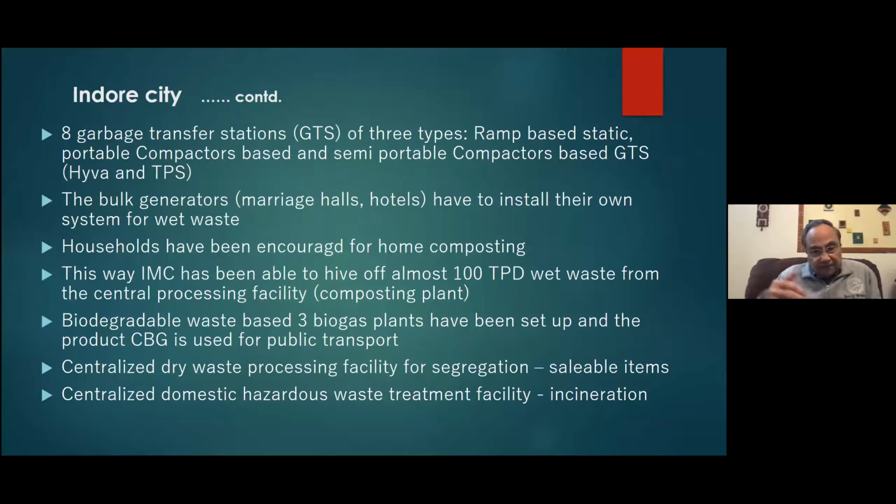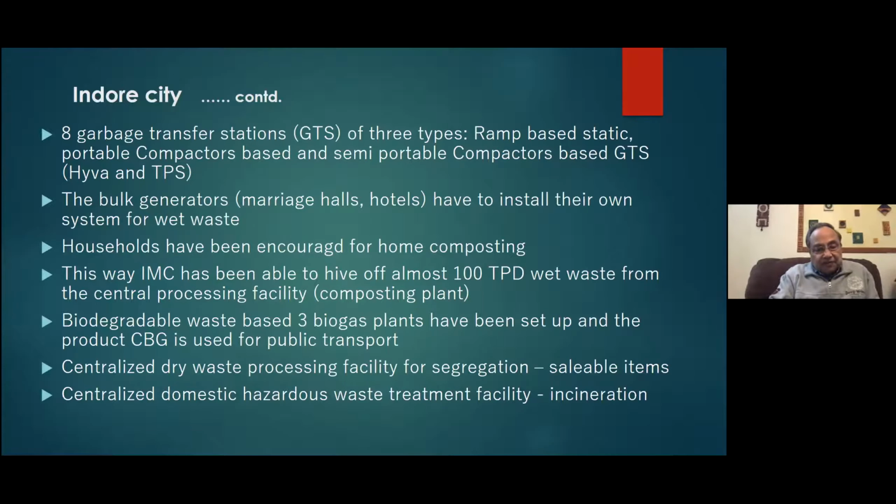With this kind of efforts, Indore city has been able to reduce almost 100 tons per day of wet waste from the central processing facility. So much carriage cost, and so much air emission from the carriage, can be saved like this.